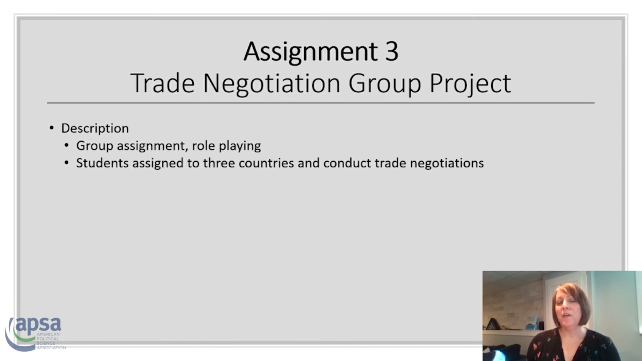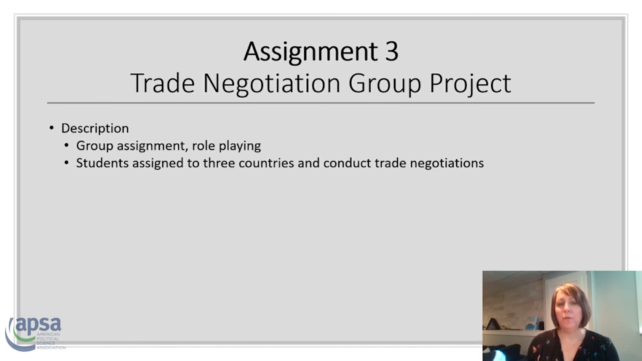So in this assignment, the students are assigned to different groups, and they are 3 different countries, country A, B, and C, which roughly correspond to the United States, China, and some developing country like the Congo. And they are attempting to create a trade agreement around the issue of cell phones. And so I give them a short list of the description of each country. It's pretty basic.